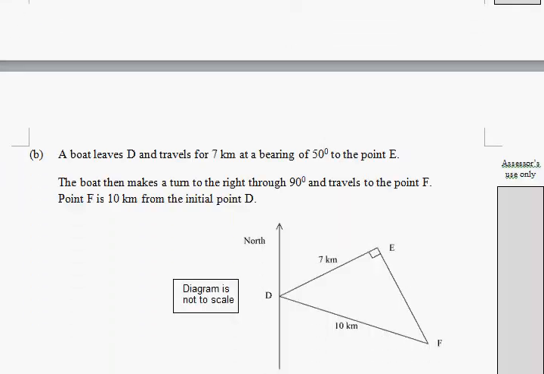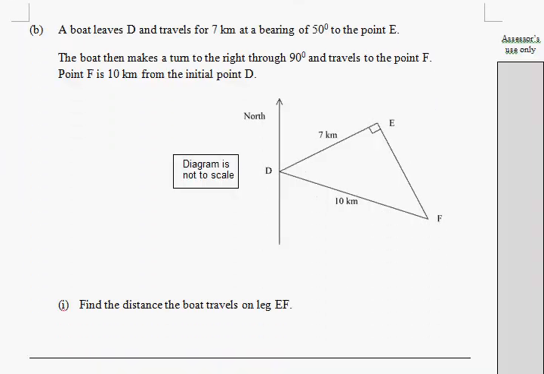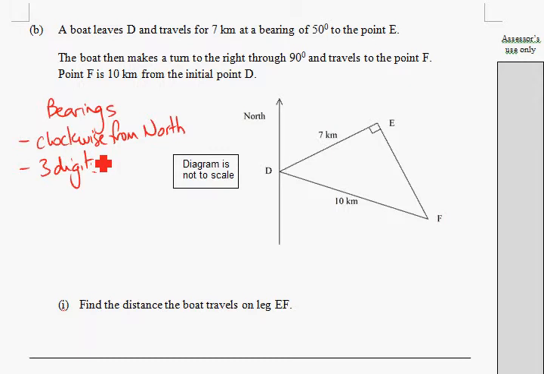Right, part B. Now this is clearly going to be our bearings question. So reminding ourselves about bearings: clockwise from north, and we should have 3 digits. So now we'll read the information. The boat leaves D and travels for 7 kilometres at a bearing of 50 degrees. So clockwise from north, that angle in there must be 50 degrees to the point E.